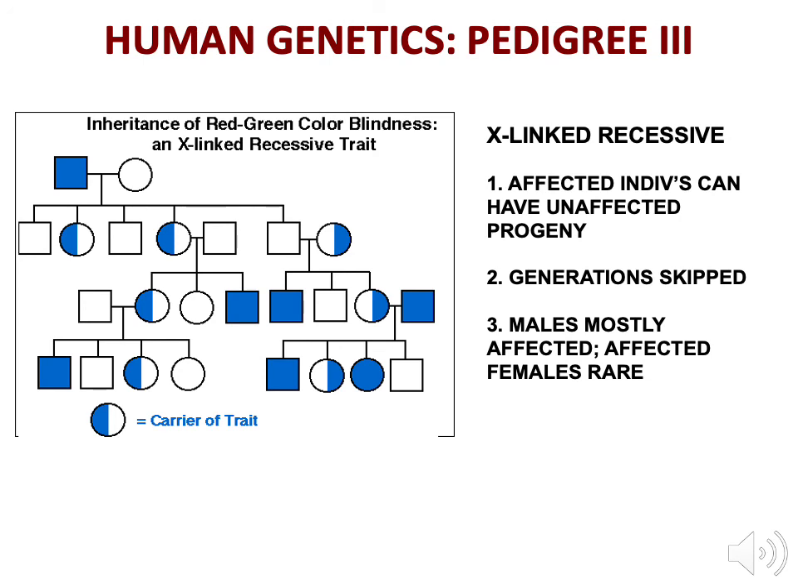So let's take a look at this. In an X-linked recessive trait, all X-linked traits are recessive. Affected individuals can have unaffected progeny. Generations can be skipped because essentially at that point the allele is going underground, at least in these phenotypically normal females. And males are going to be mostly affected because if you're a male and you inherit it on your only X chromosome, you will demonstrate that trait. Affected females are relatively rare because in order to be a female and express the trait, it has to be present on both X chromosomes.